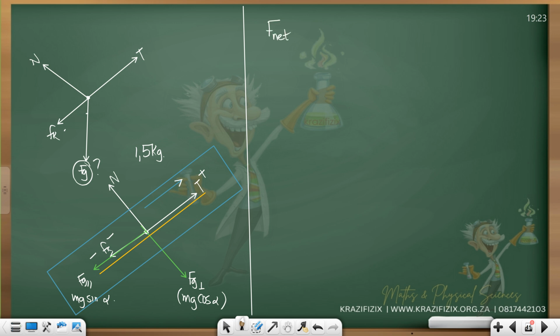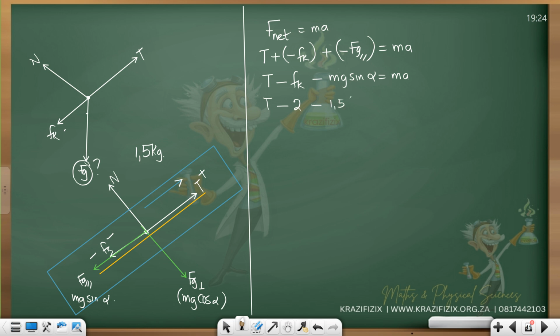Lovely. F net is equal to ma. Let's add all the forces. Tension is positive, friction is negative, Fg parallel is negative, and that is equal to ma. I do not know tension, but I know that friction is 2. So T minus 2, minus mass 1,5 times 9,8 times sin 20, right? Acceleration is 0. Why? Object is moving at constant velocity. Those are things that you must not forget.